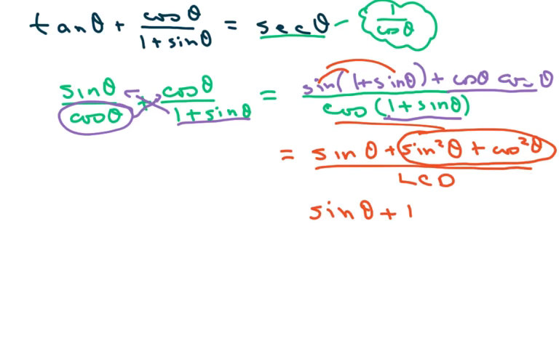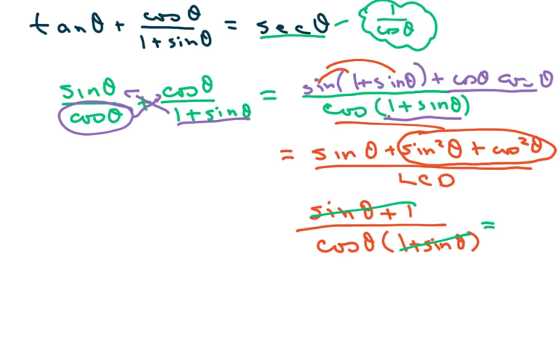This is your Pythagorean identity. Sine squared plus cosine squared is 1 over, and I'm going to go ahead and write my denominator down now. Now these two are the same. You just flip that around. So you get 1 over cosine theta. Okay? The next one is a little different.